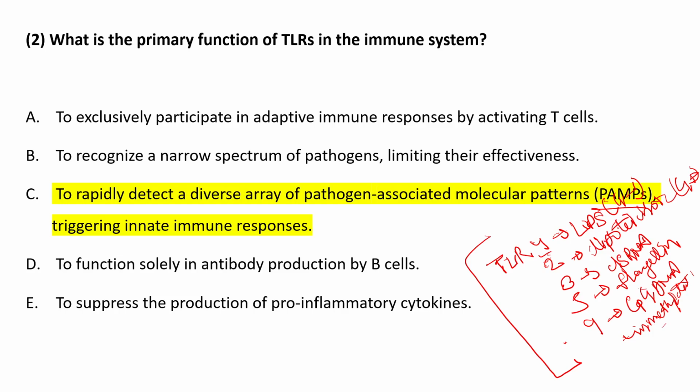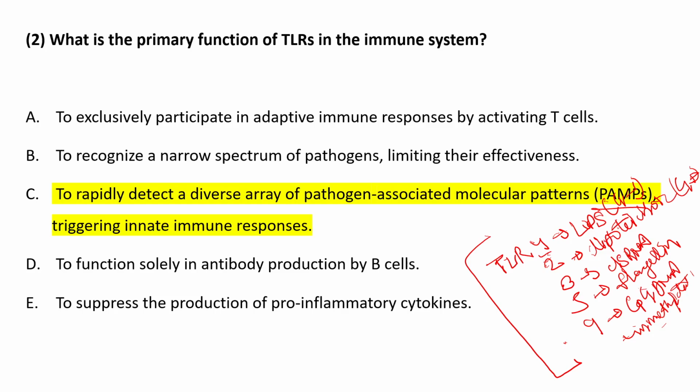So these TLRs will scan for microbial signatures or these molecular patterns, and they will respond and call upon our immune system to quickly identify the infection and respond accordingly. So the main function of TLRs in the immune system is to rapidly detect a diverse array of pathogen associated molecular patterns and trigger the innate immune response.